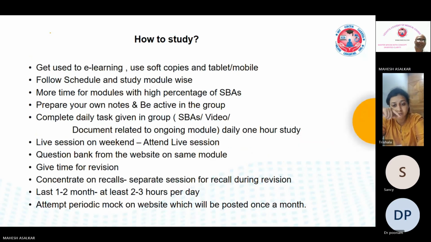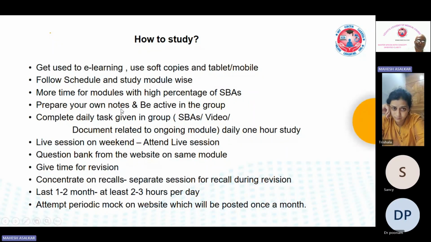Okay, then how to study? Try to get used to the e-learning. Try to get used to the soft copies which are available. Follow a schedule and study module wise. Don't study haphazardly. In your clinics, whenever you are sitting in free time, you can solve a couple of SBAs. Then also go module wise. Give more time for modules with high percentage. We have already discussed maximum weightage is given to anatomy embryology, so we'll spend more time for anatomy embryology. Same for data interpretation and a few other modules.